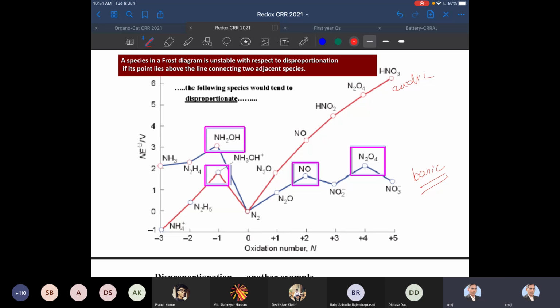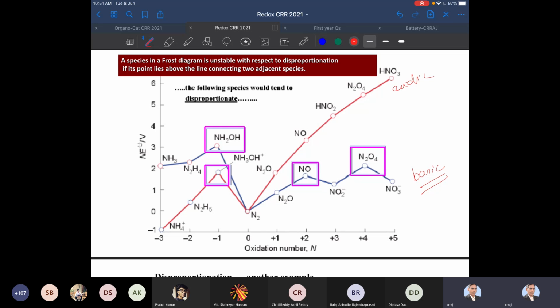Look at the alkaline pH, the blue color one. Come on. I hope you are listening. Sir, NH2OH, NO, and N2O4. NO and N2O4. Right. In the case of your acidic solution, you have your NH3OH plus.